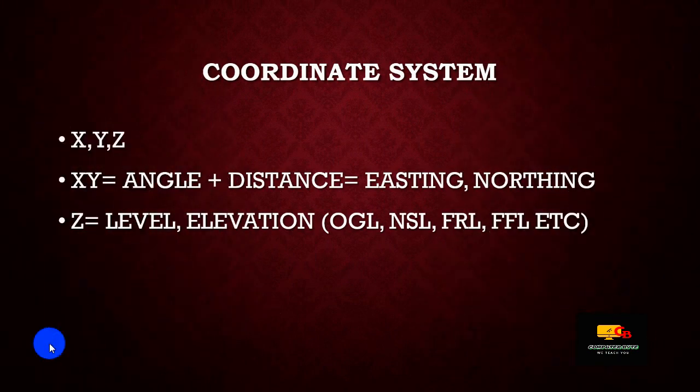The other system is coordinate system. It is commonly used for designing roads, while dimensional system is mostly used for making buildings in civil field. In coordinate system we have X, Y and Z. XY represents the angle and the distance, which is a coordinate, and it is also known as easting and northing, while the Z is the level, the elevation, commonly known as OGL, NSL, FRL, FFL, etc.